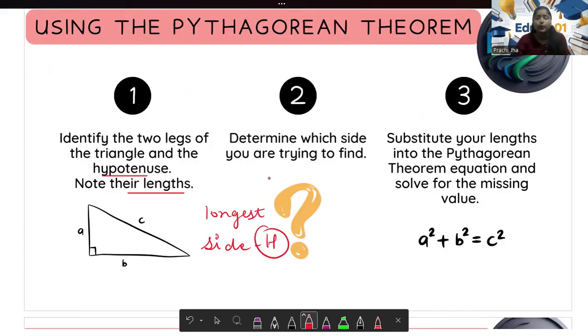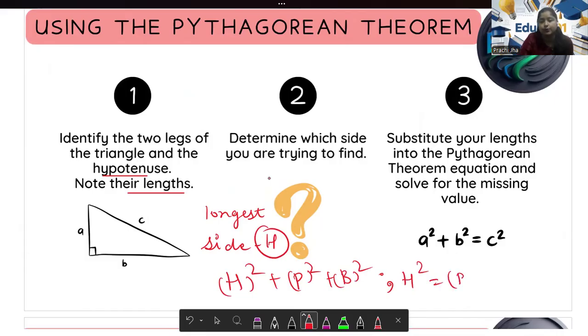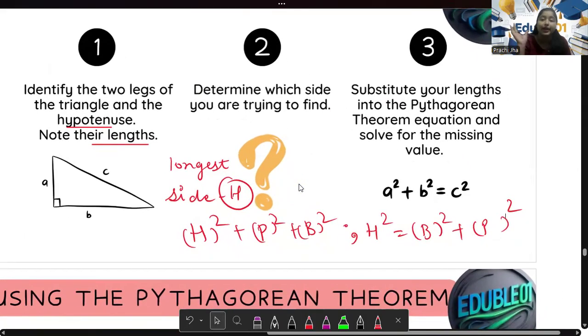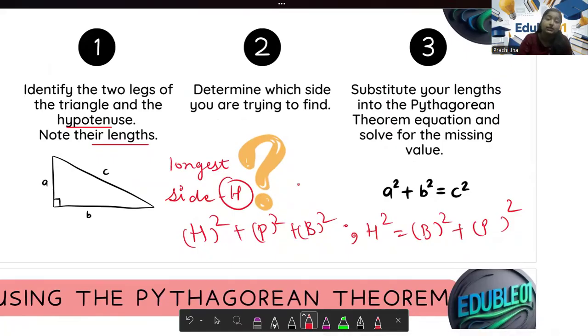So for the other two sides, whether you do h square is equal to p square plus b square, or h square is equal to b square plus p square, that's the same thing, right? The main thing is to identify the hypotenuse. Okay. Now, determine which side you are trying to find. Okay. So with this, you can not only find the hypotenuse square. Okay. Let's see.